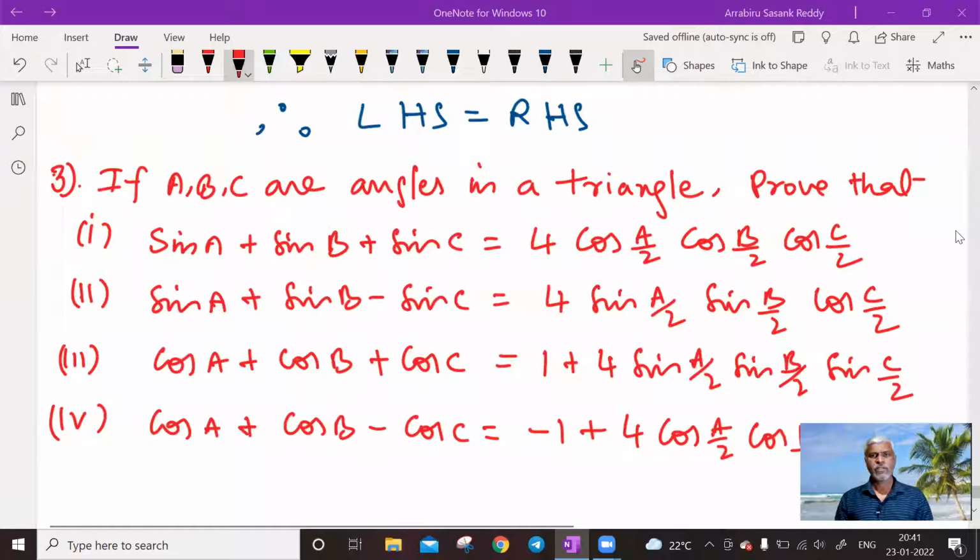Welcome to Trigonometric Ratios Transformations, Part 21. So let us solve some more problems from the exercise 6F. Long answer type questions, very, very important questions from your exam point of view.